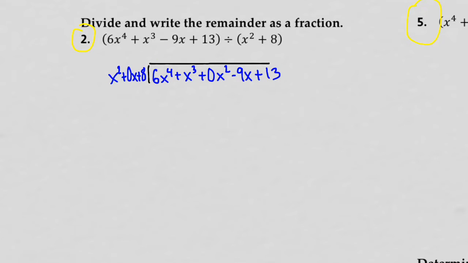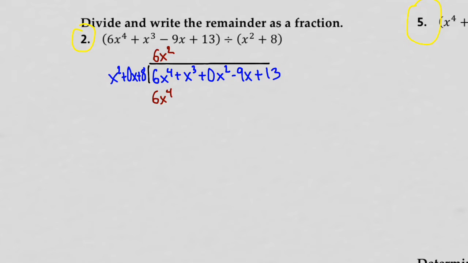Alright, so there you go. I rewrote it. It's 6x to the 4th plus x cubed plus 0x squared minus 9x plus 13, and it's x squared plus 0x plus 8 for the divisor. So we've got to start again. Same question though, what is x squared times what is 6x to the 4th, and you should have 6x squared here. So it's the same as we started with before. Now multiply the 6x squared times all three of those, and you're going to get 6x to the 4th, and now everything should match.